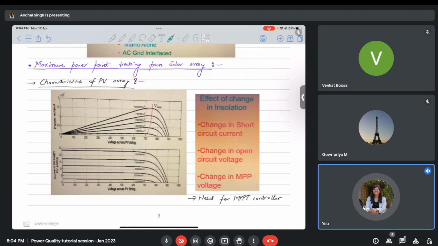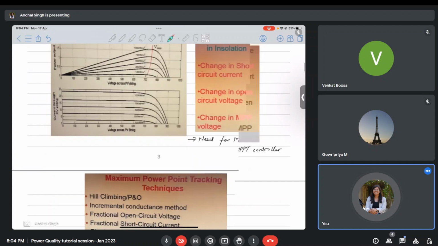So I put a special algorithm in my converters in order to track this maximum power point, and I make my converters operate at this maximum power point. Any kind of algorithm which helps my solar PV system to operate at maximum power point is called a maximum power point tracking algorithm.